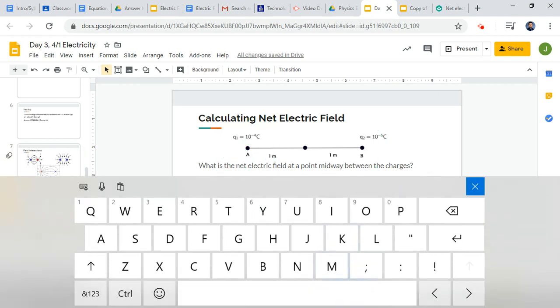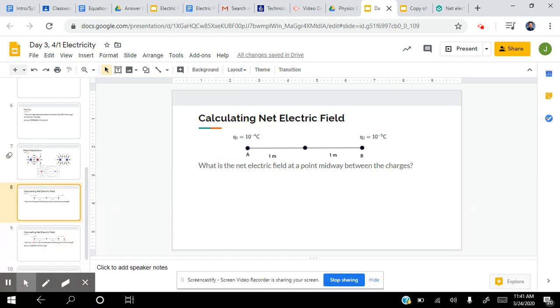All right, and the last thing we're going to do here is calculate the net electric field.